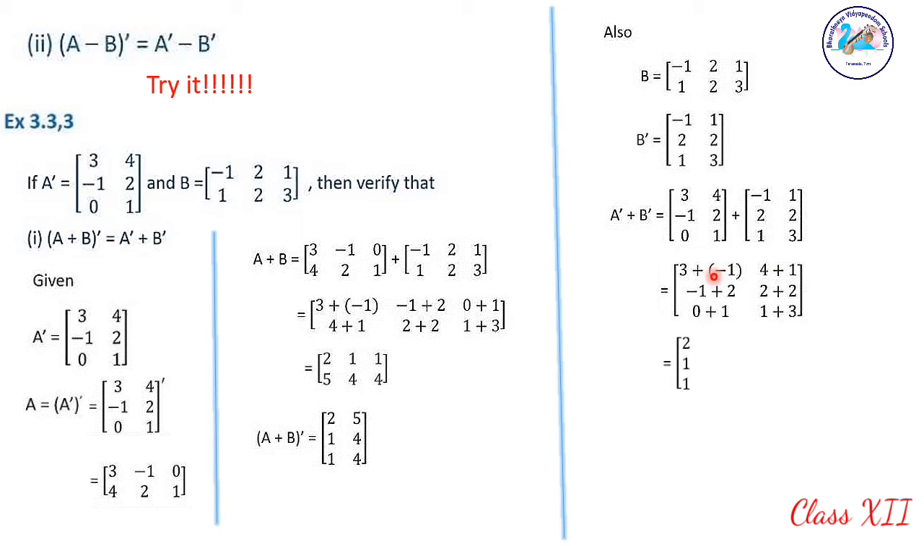Then when we do the calculation, 3 minus 1 is 2. 4 plus 1 is 5. Minus 1 plus 2 is 1. 2 plus 2 is 4. 0 plus 1 is 1. 1 plus 3 is 4.